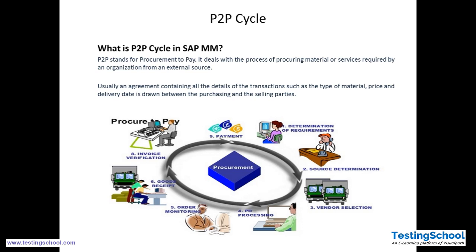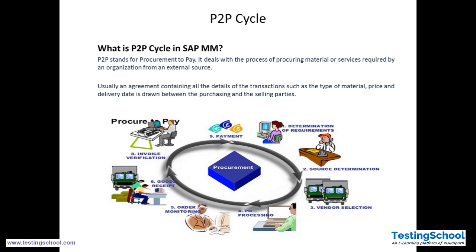By the time we determine a vendor, based on the vendor selection we go for PO processing. PO stands for purchase order. Purchase order processing means we are officially releasing a document, the first legal document that goes outside the organization, stating that I need such and such quantity of such and such goods by this time and at this price.